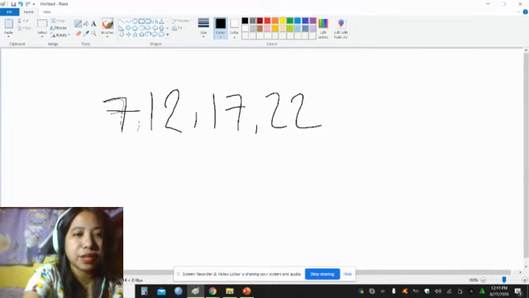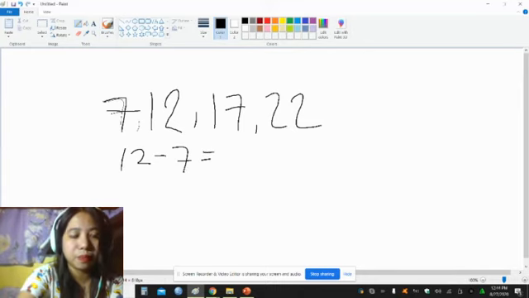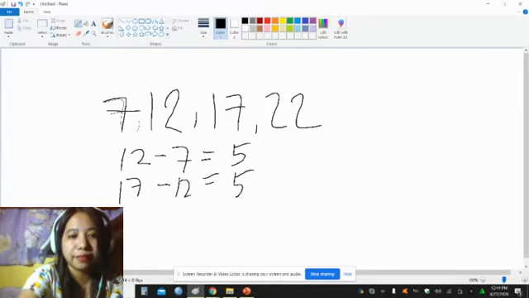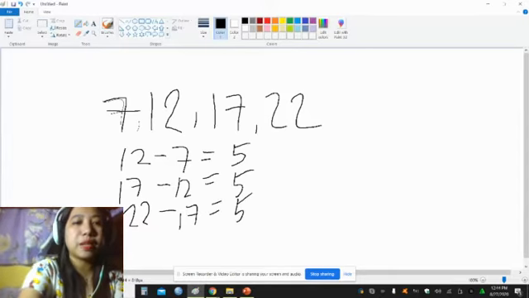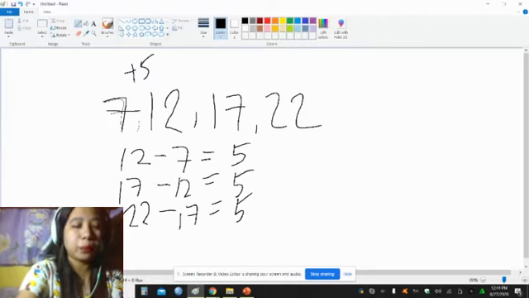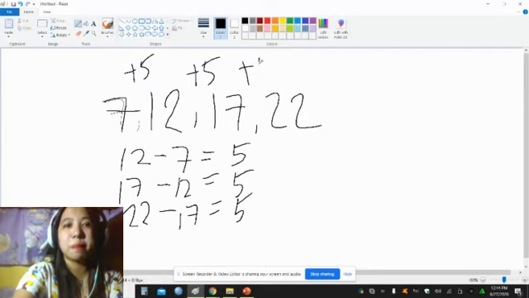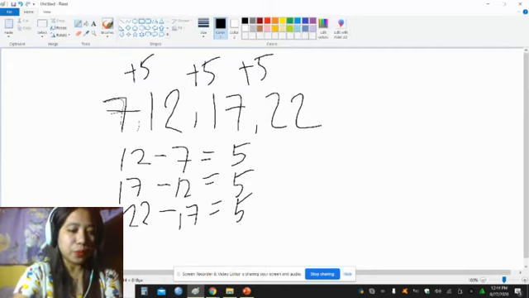Let us consider the first one. 12 minus 7 is equal to 5. 17 minus 12 is also equal to 5. 22 minus 17 is equal to 5. If you notice, 7 plus 5 will give you the next number, 12. 12 plus 5 is 17. 17 plus 5 is equal to 22.